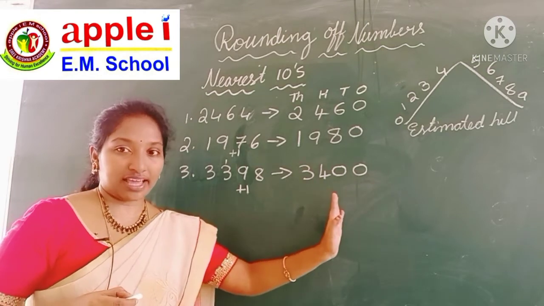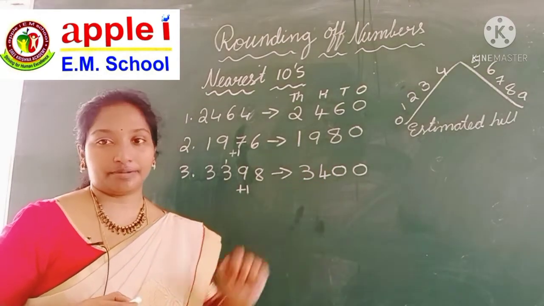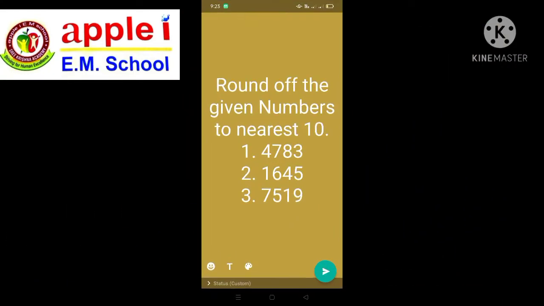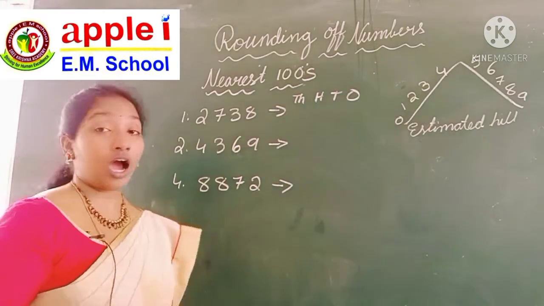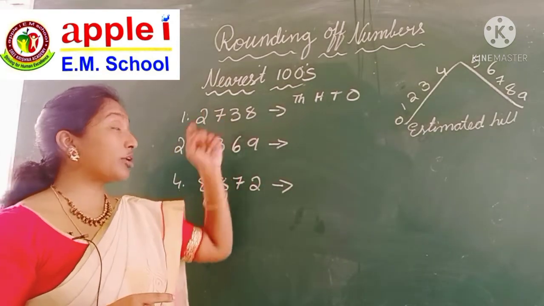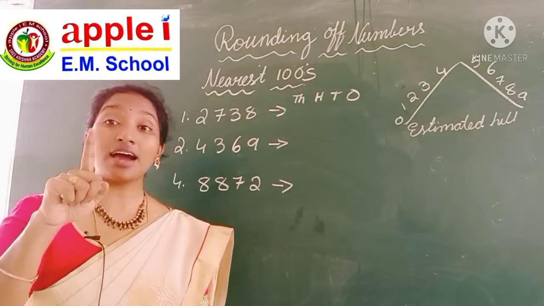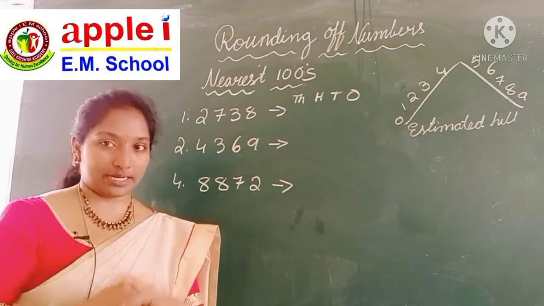3400. What is the answer? 3400. Understood, children? Now let us see how to write the estimated values by rounding off to nearest hundreds. Okay, this is also very simple.